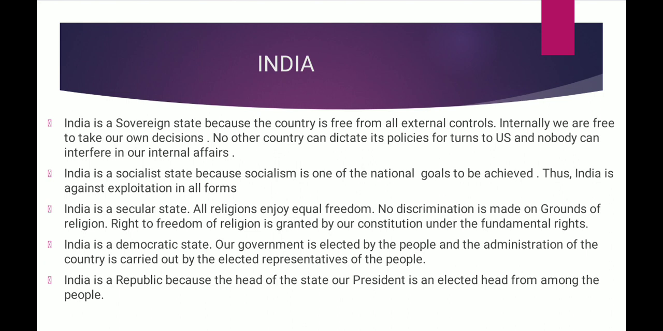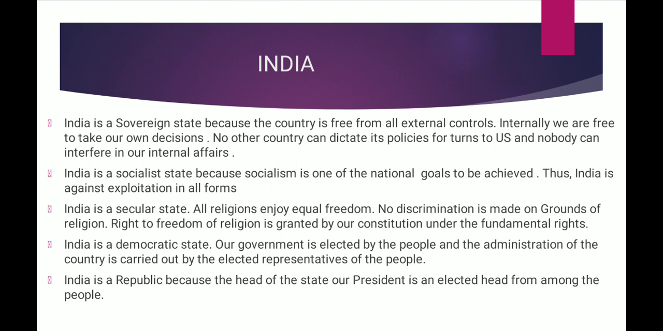But today, we are discussing that India is a sovereign, socialist, secular and democratic republic. India is a sovereign state because the country is free from all external controls. Internally, we are free to take our own decisions. No other country can dictate its policies or terms to us, and nobody can interfere in our internal affairs.